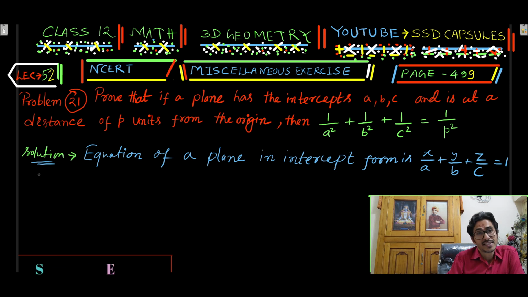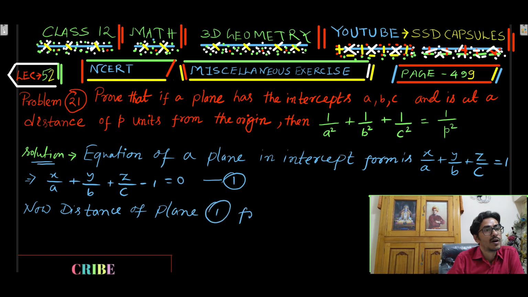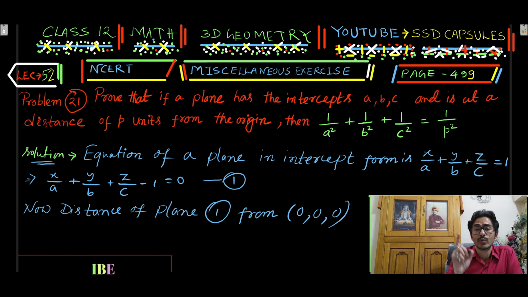Okay, now this equation can be written as x by a plus y by b plus z by c minus 1 equals 0. Now, this is say plane 1, distance of plane 1 from origin. So here we are going to use the concept of lecture number 28, that is distance of a point from a given plane. So we just apply the formula, the Cartesian form.